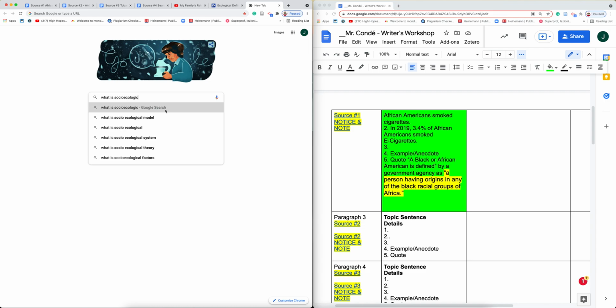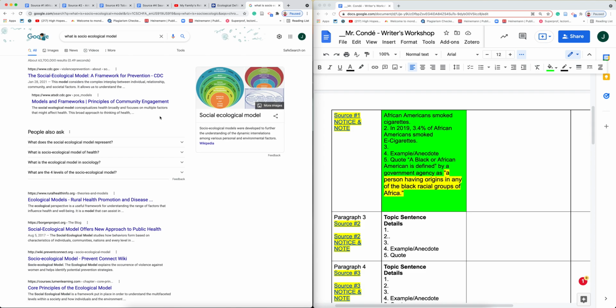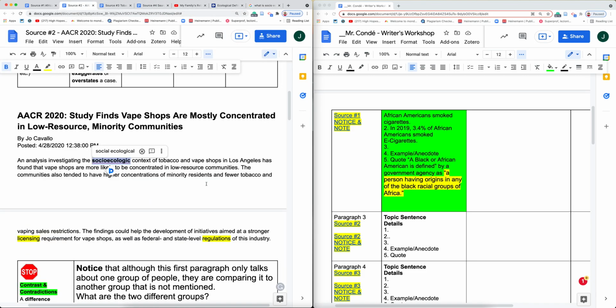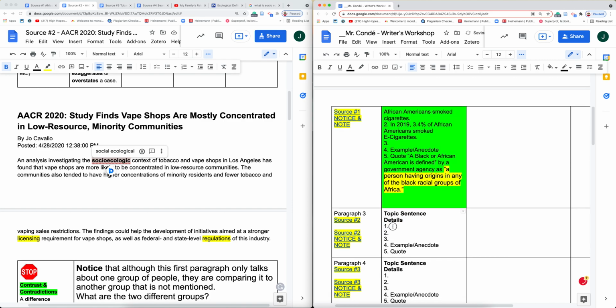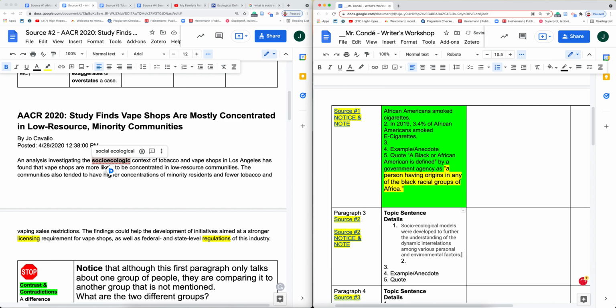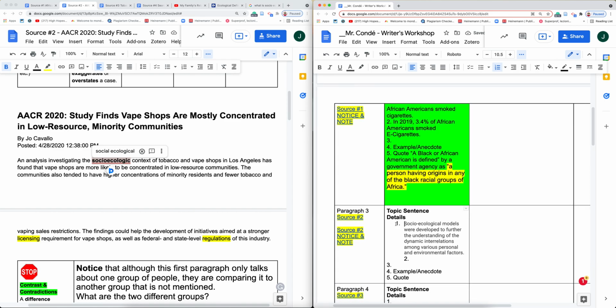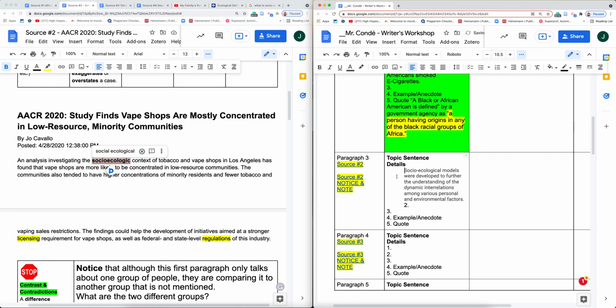I don't know if the article made a mistake by using that word, but here it is. Were developed for the understanding the dynamic relations among various personal environmental factors. Okay, this is the definition that I think would fit best what we're trying to read. So let me put that in here. So this would be a definition. So I would go ahead and write, if you notice, I'm already filling in the information on the right.